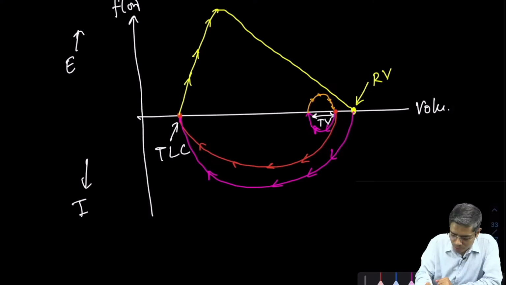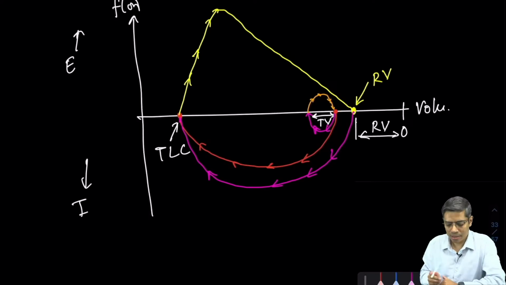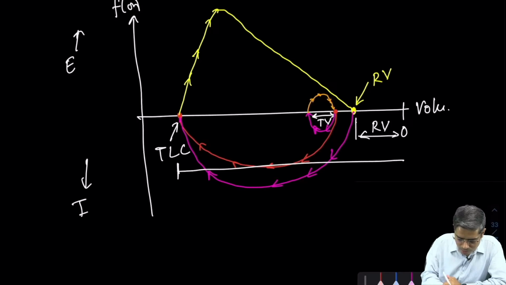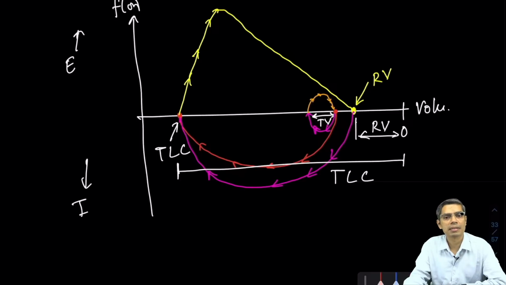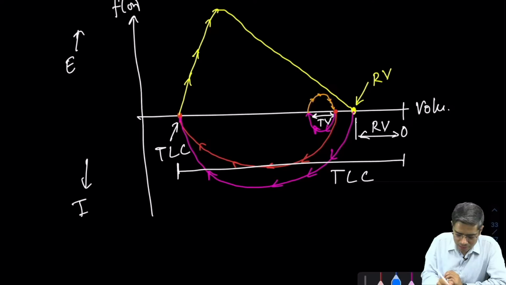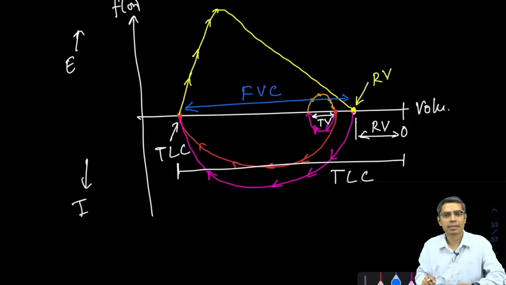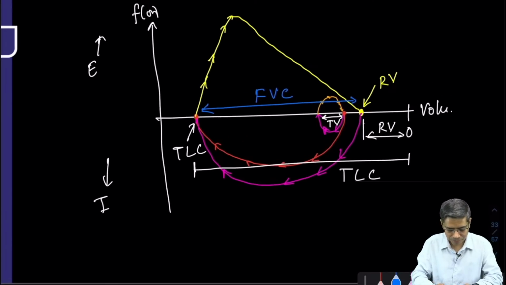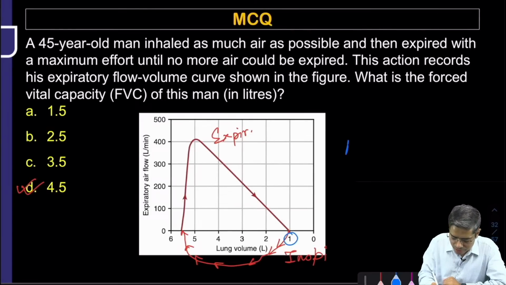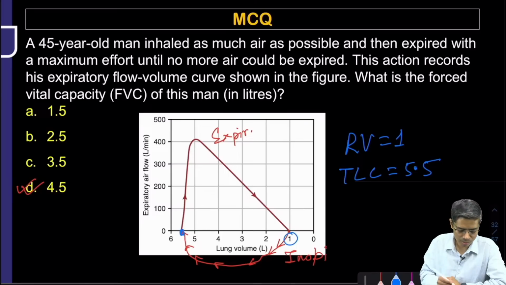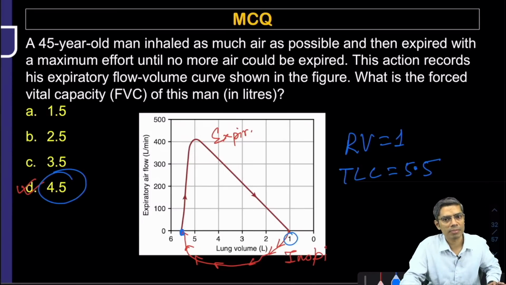Residual volume means from this zero point you have to calculate the volume, and this is nothing but your residual volume. From this zero point, the total volume up to here is nothing but your total lung capacity. We all know the vital capacity is TLC minus residual volume, so if you measure the volume from here to here, this is your forced vital capacity. If I go back to this diagram, 1 liter is the residual volume here, and TLC here is approximately 5.5 liter. So, TLC minus residual volume is my forced vital capacity, that is 4.5 liter.